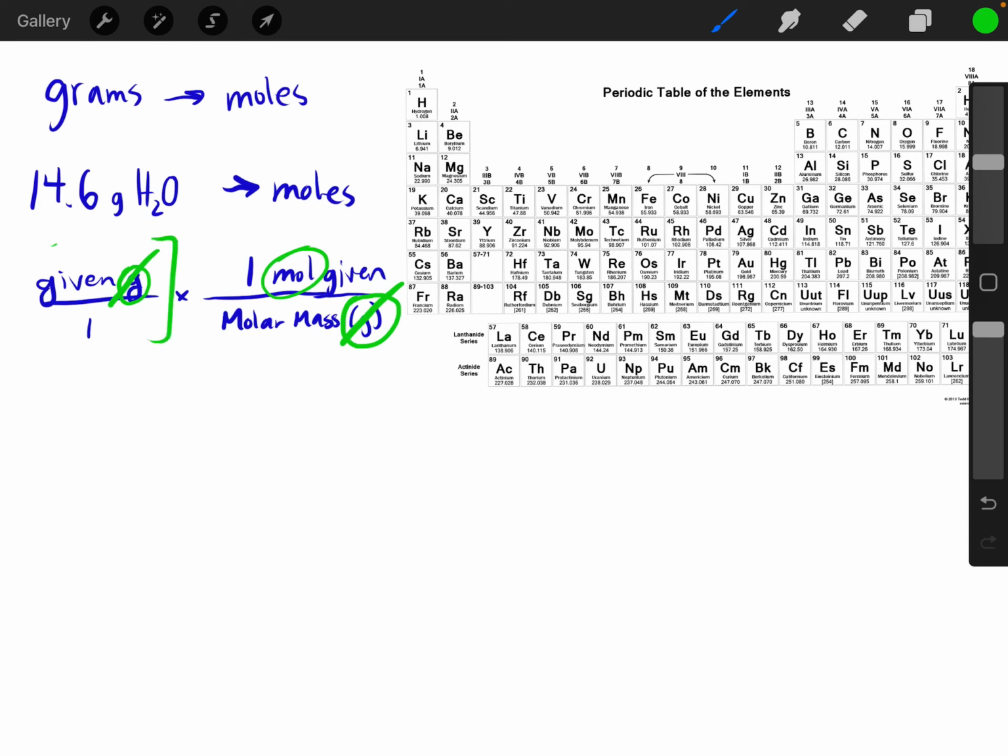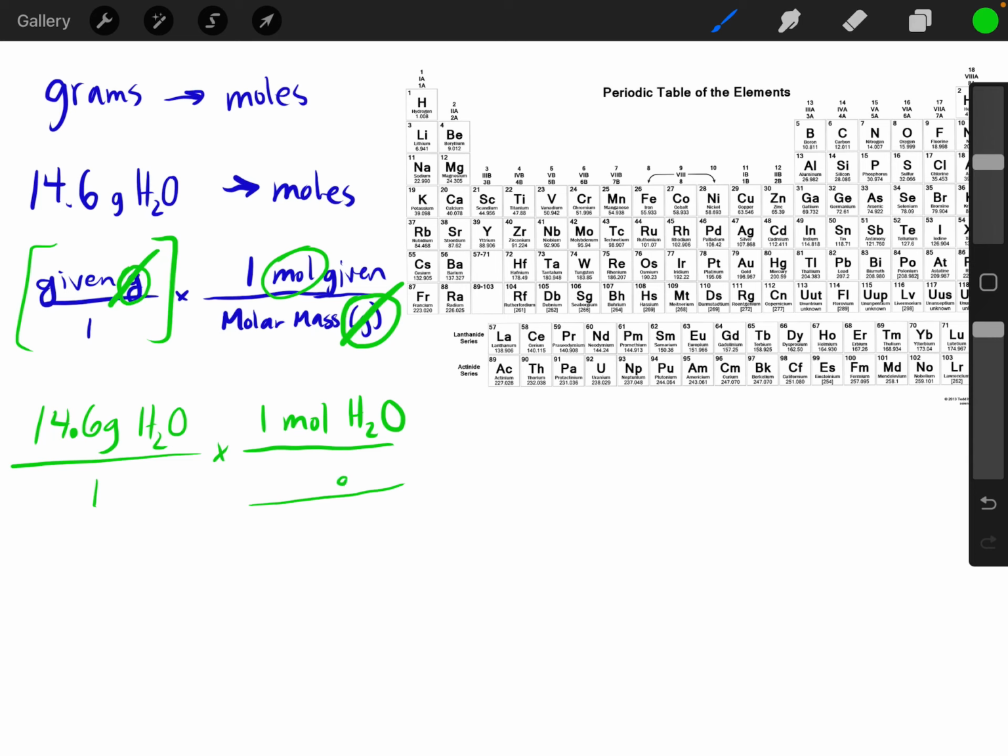Okay? This first fraction you should always nail and get it 100% perfect, because literally all you have to do, people, is just say the exact same number they gave you. So 14.6 grams of water over 1. Okay? Next, we can put 1 mole of water on top, because that part's pretty easy. And the hardest part of this is getting our molar mass of water.